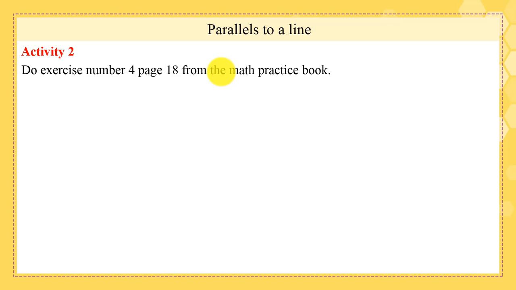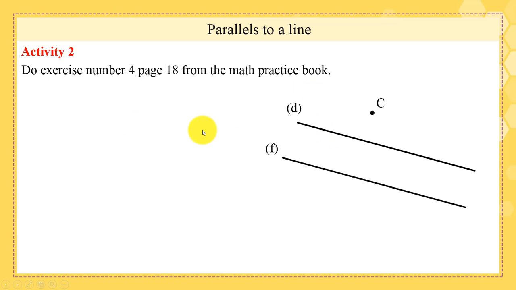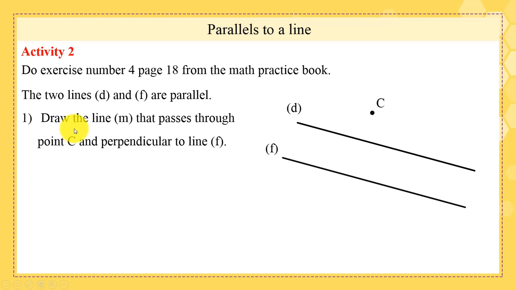It's your turn now. Please pause the video and do exercise number 4, page 18 from the math practice book. Given the following figure, the two lines D and F are parallel. Number 1. Draw the line M that passes through point C and is perpendicular to line F. To draw a perpendicular line, we use the set square, place it on line F, slide it to reach point C, and draw line M perpendicular, forming a right angle equal to 90 degrees.